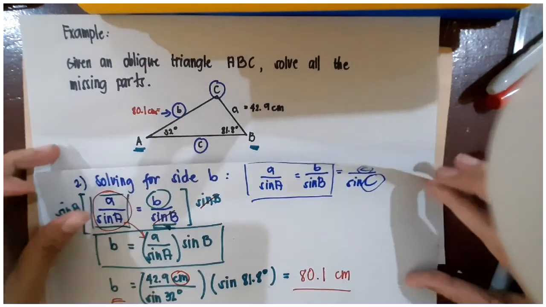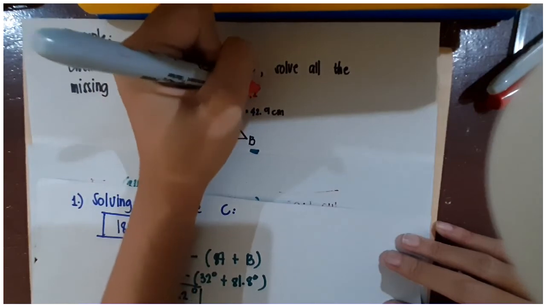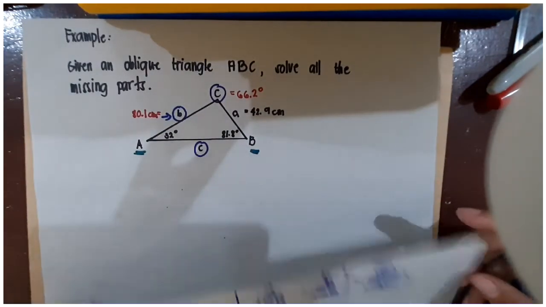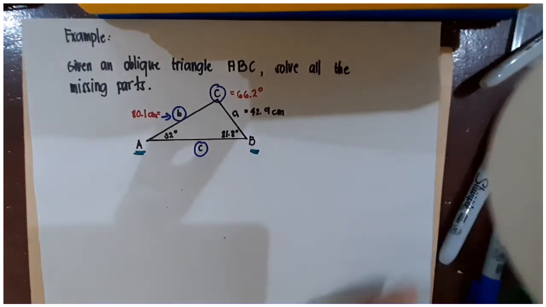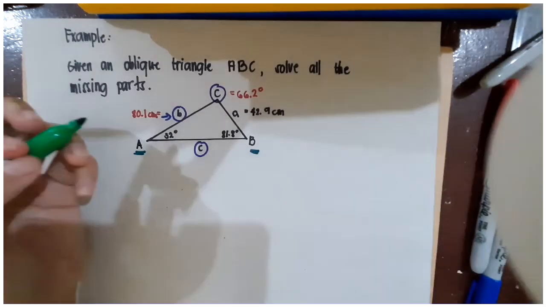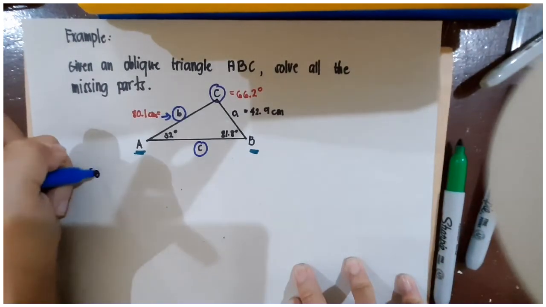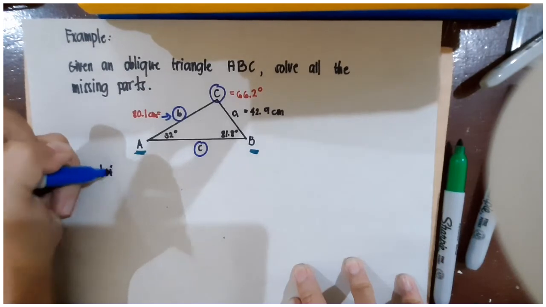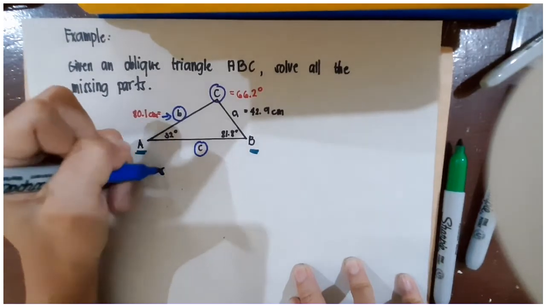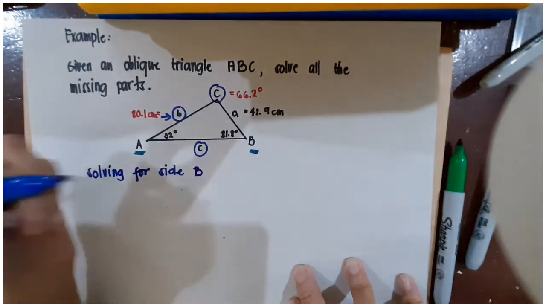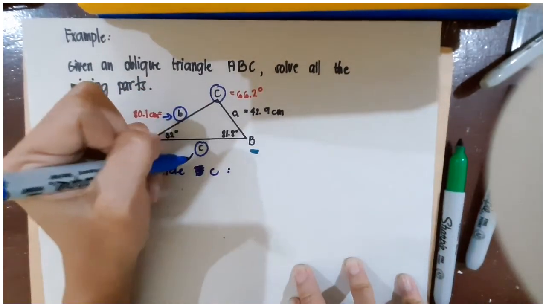So kanina si C, that's 66.2. Now we are left with side C. So si C naman yung isa-solve natin. You can use either of the three equations, or the three laws of sines, depende kahit saan dun sa tatlo. Since given na lahat ng sides, I'm sorry, we are looking for side C. So ito na yung hahanapin natin.